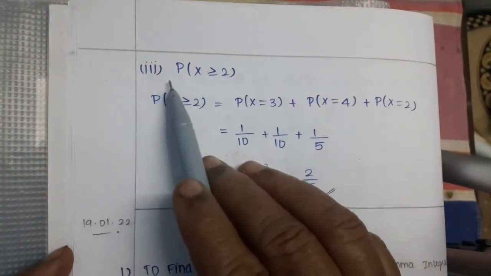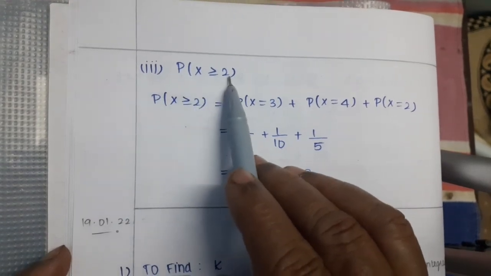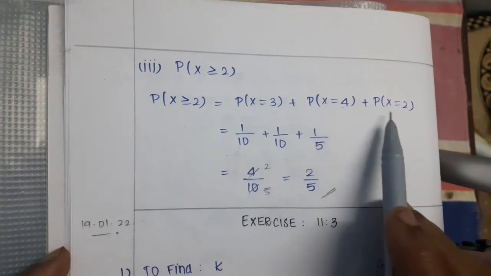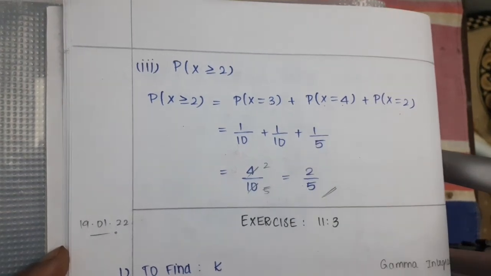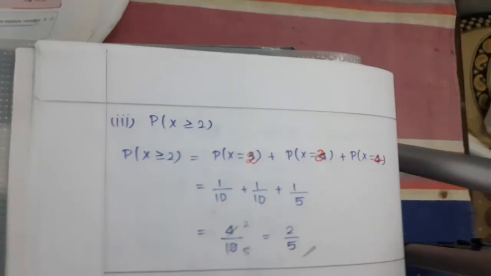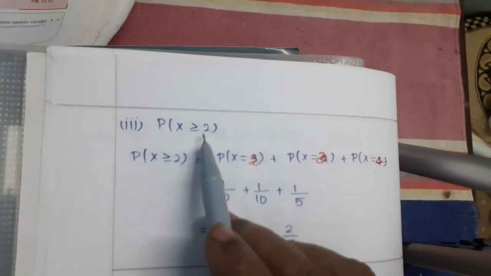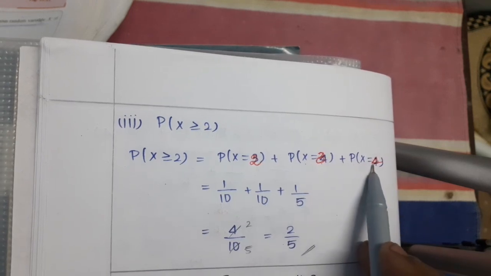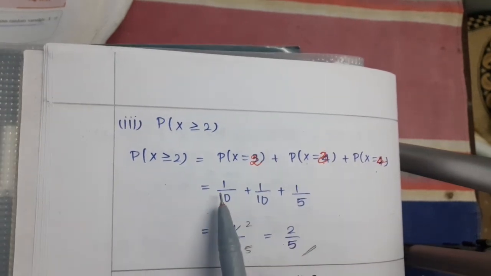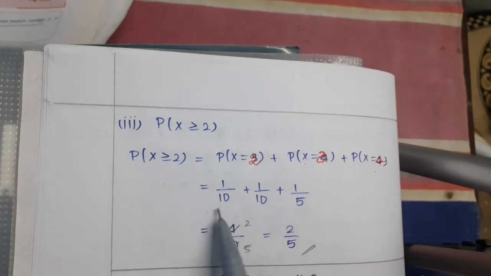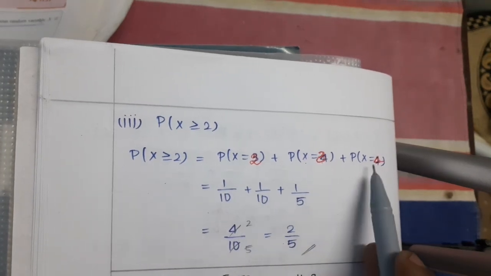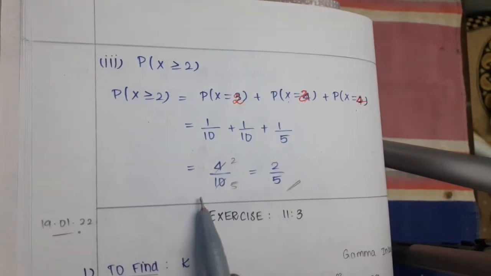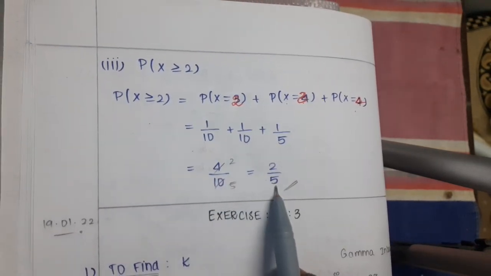Next, the third subdivision: probability of capital X greater than or equal to 2. Greater than or equal to 2 takes the values x equal to 2, 3, 4. Already using the tabular column, x equal to 2 is 1 by 10, x equal to 3 is also 1 by 10, x equal to 4 is 1 by 5. You take the LCM and simplify, we get 4 by 10, which simplifies to 2 by 5.